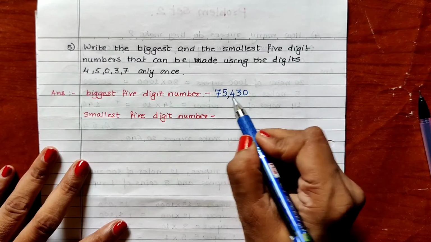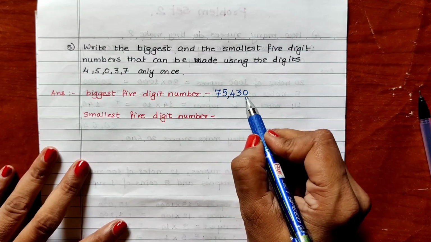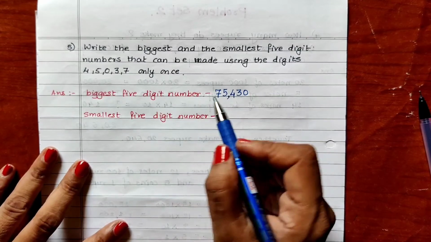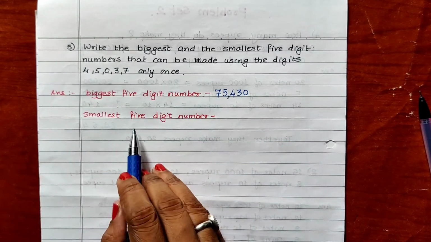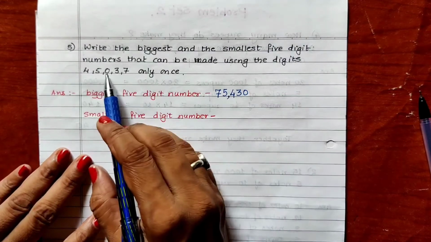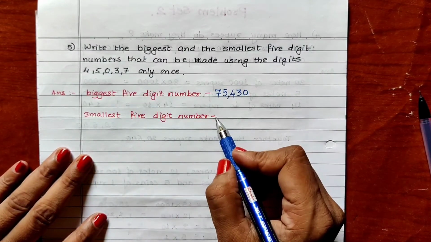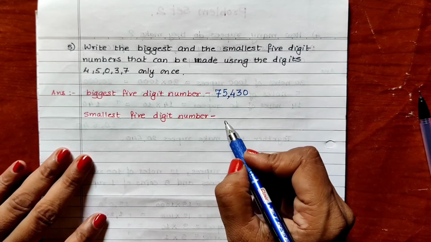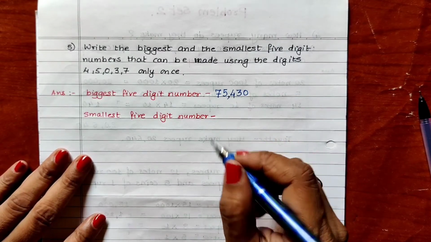75,430. So we put a comma here. 75,430 is the biggest 5-digit number. Now let us see the smallest 5-digit number. So we have to start with the smallest number. The smallest number is 0, but if we start with 0, it will not have any value.